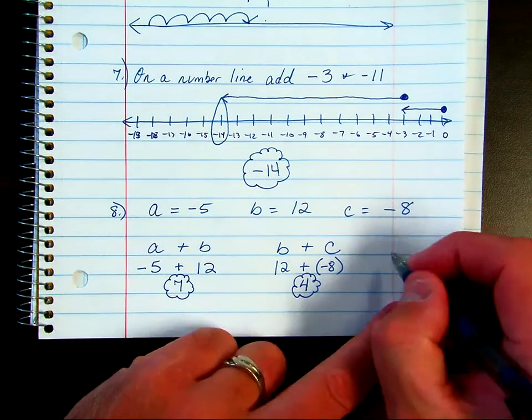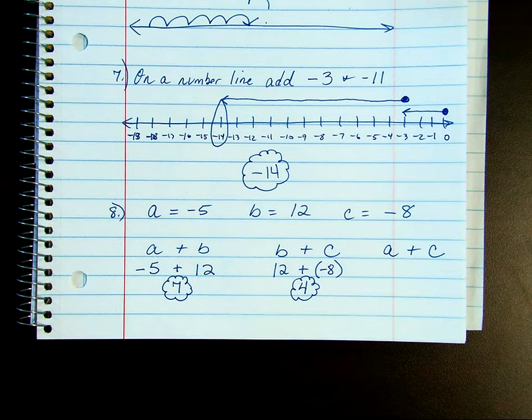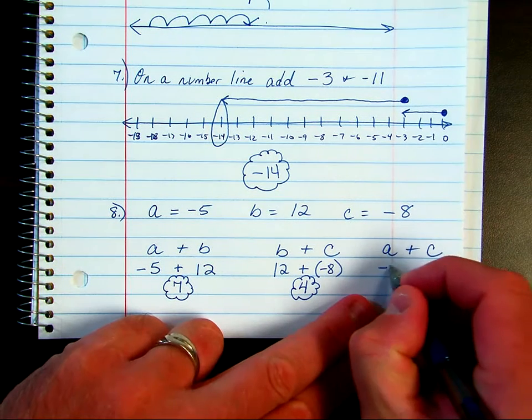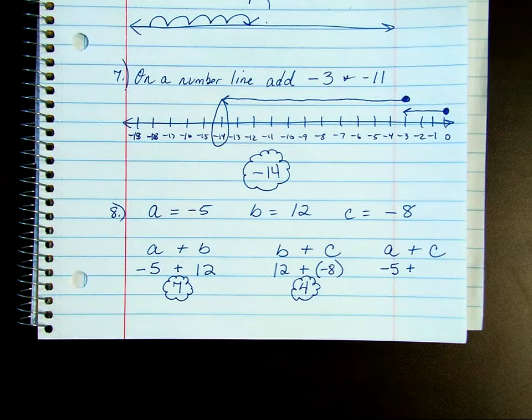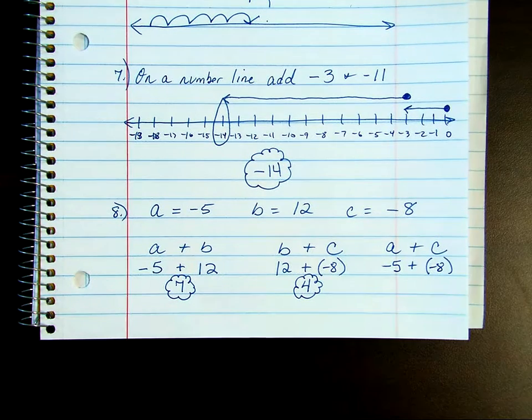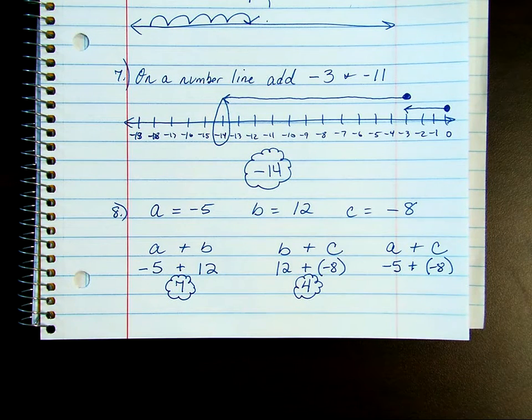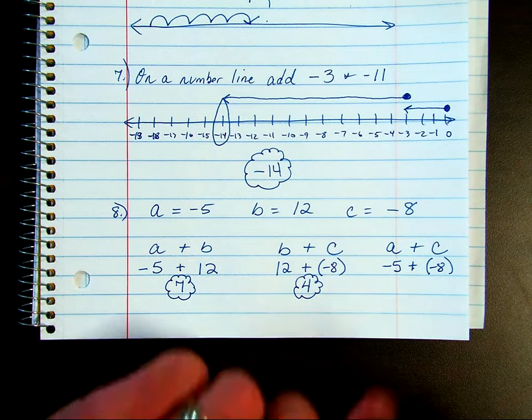Let's take a look at A plus C. What's A? -5. What's C? -8. Substitute those values. And now, it's an addition problem, but are we going to add them together? Alexis? Why? Because they're both negative. Correct. The signs are the same. So you have to add.